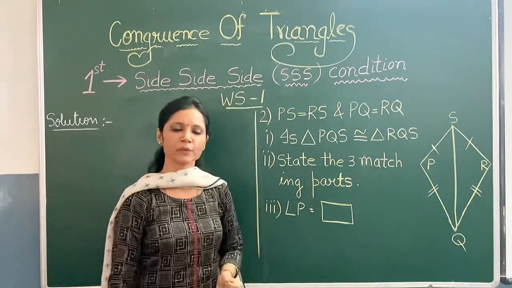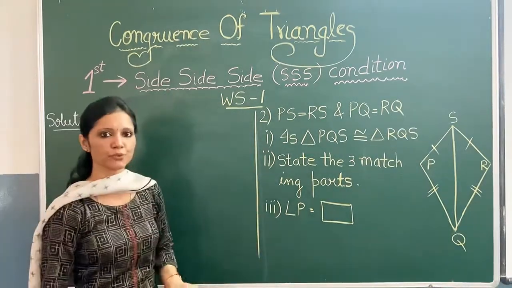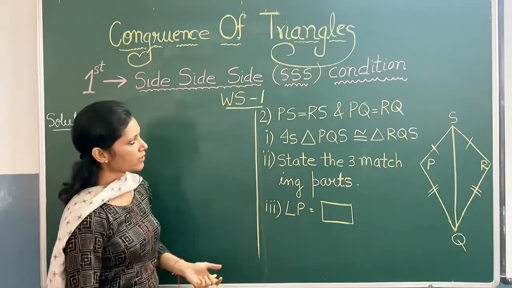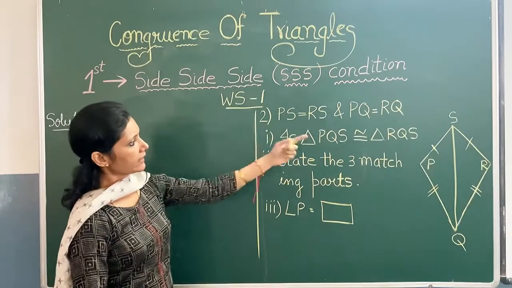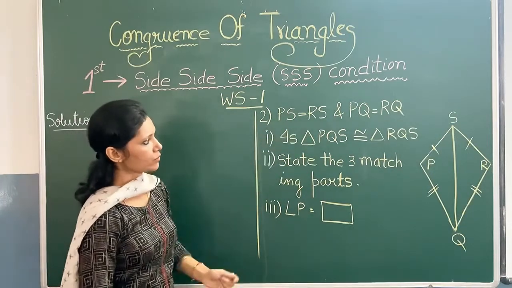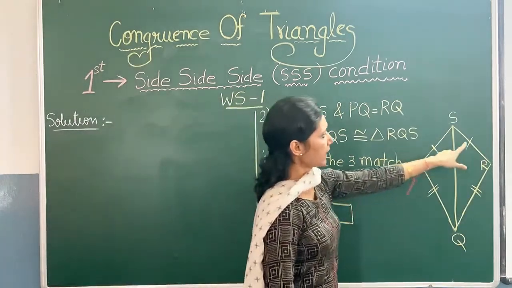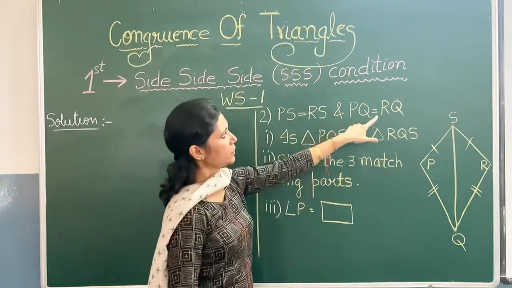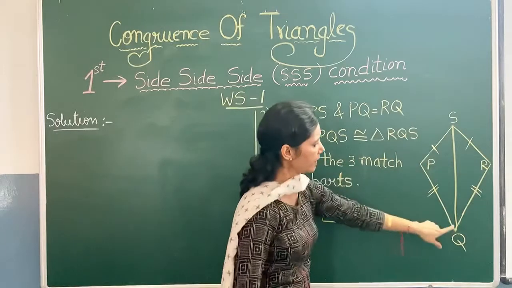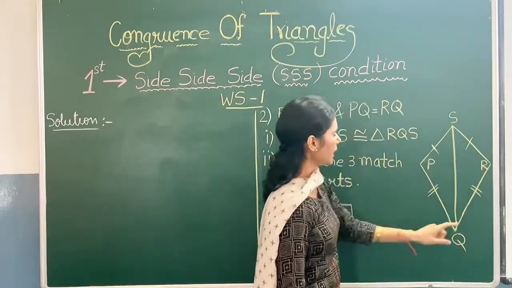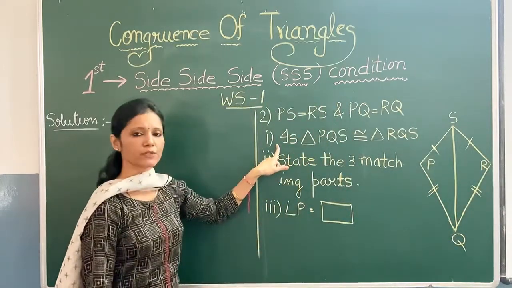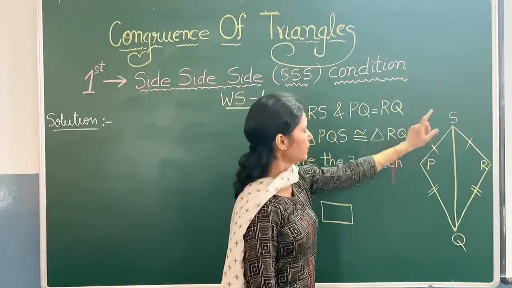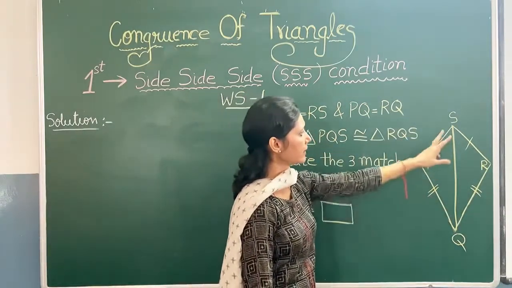So let's start with worksheet 1, question number 2. These questions are based on the SSS condition. So the first question is, in this given figure, PS is equal to RS. See, they have marked it PS is equal to RS and PQ is equal to RQ. This is PQ, this is equal to RQ. So the first part of this question is, is triangle PQS congruent to triangle RQS?